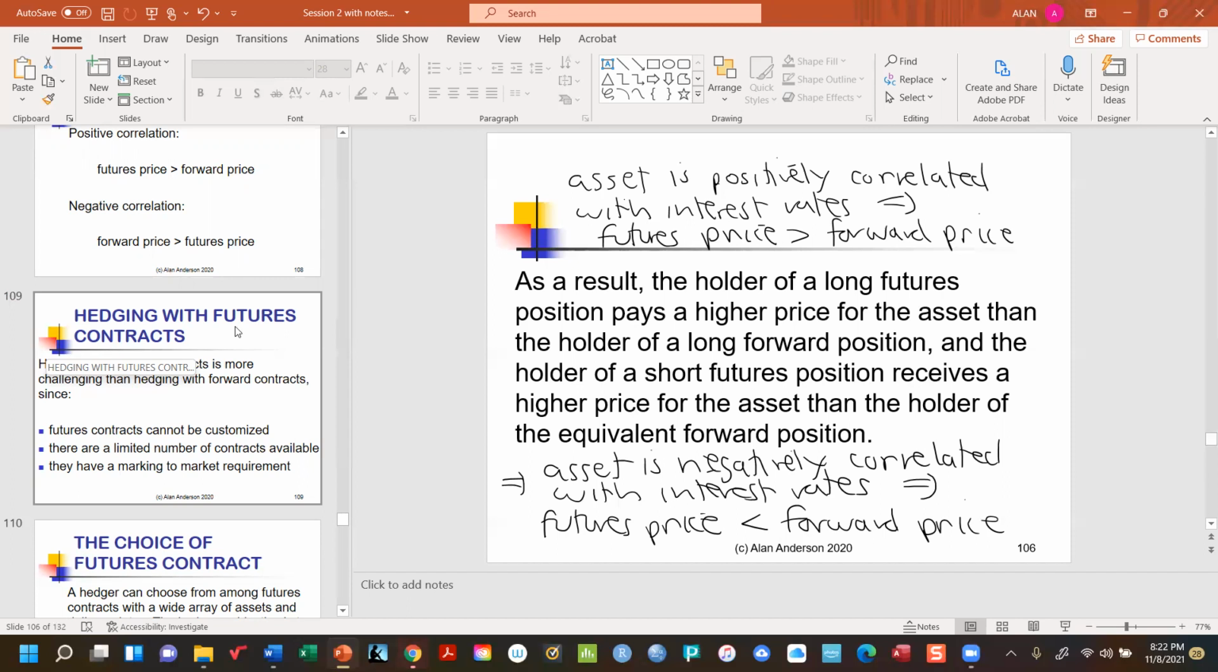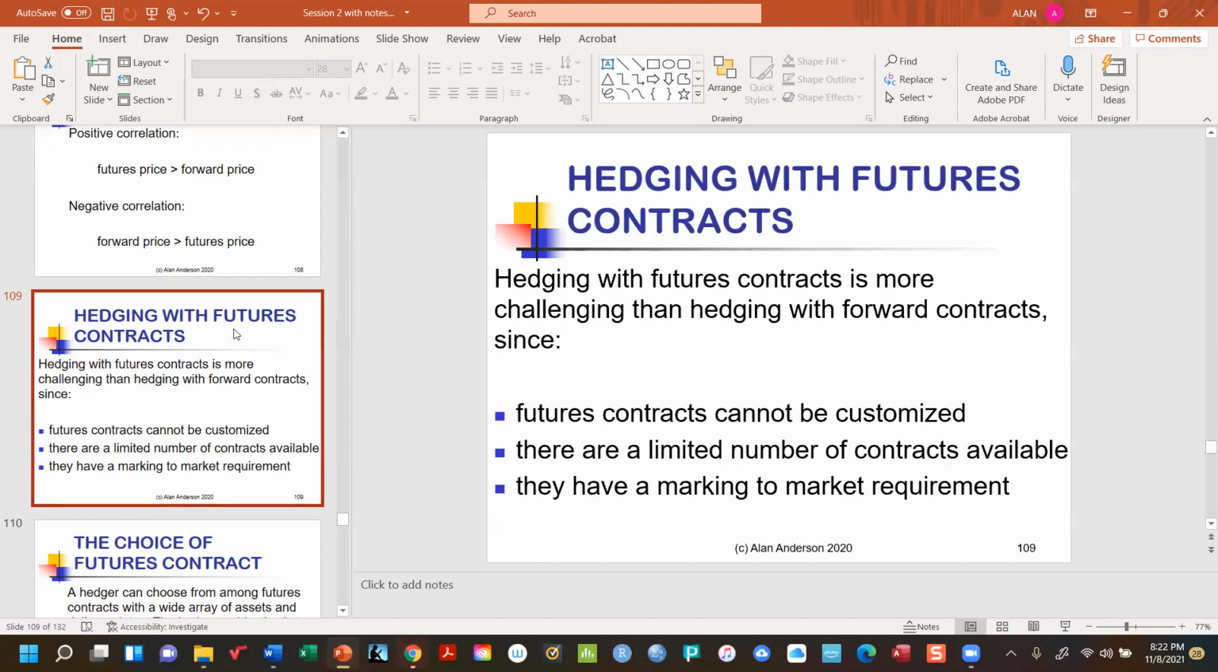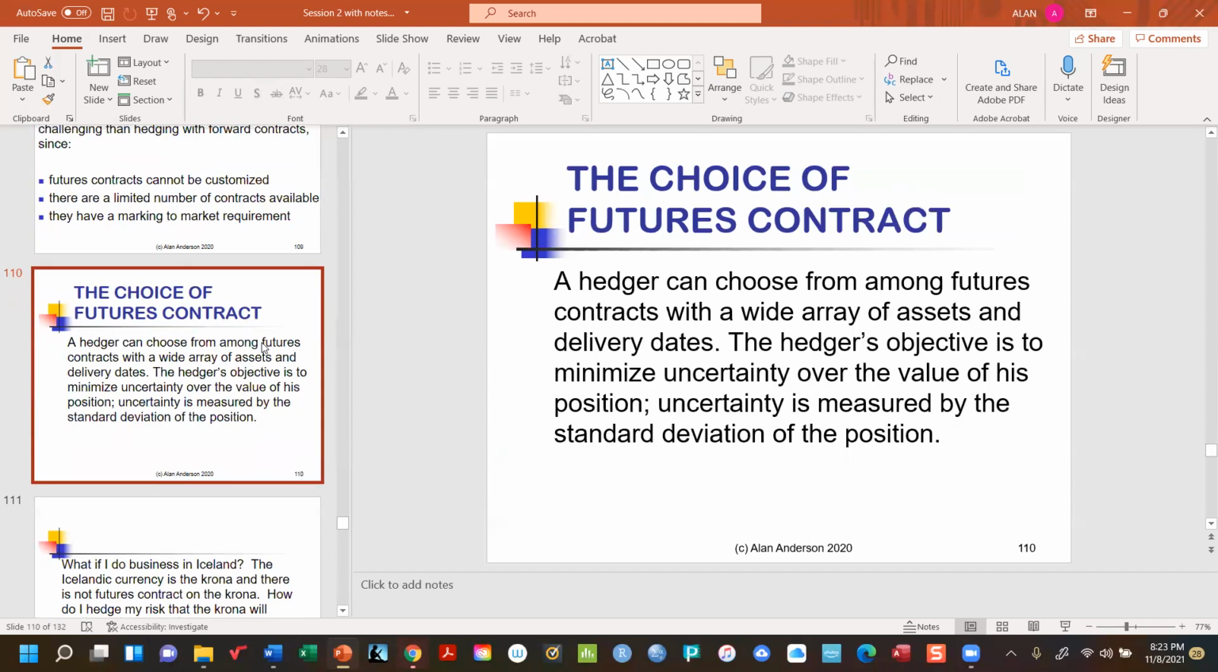So what kind of decisions do we have to make? Well, given that they're not customizable, and there's only so many contracts, only so many delivery dates, and there's marking to market, there are several things we have to think about when we hedge with futures contracts that we don't have to worry about with forward contracts. First of all, what contract do you pick? Keep in mind, you're trying to minimize the risk of your particular asset. So you want a contract whose asset is closely correlated with whatever it is you're trying to hedge.